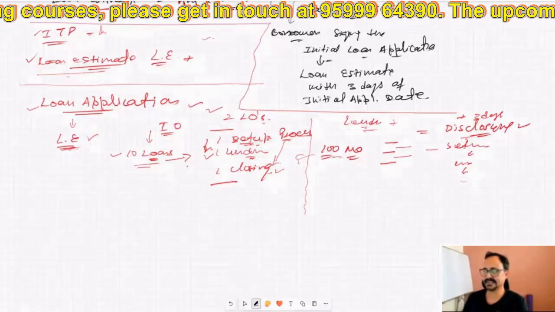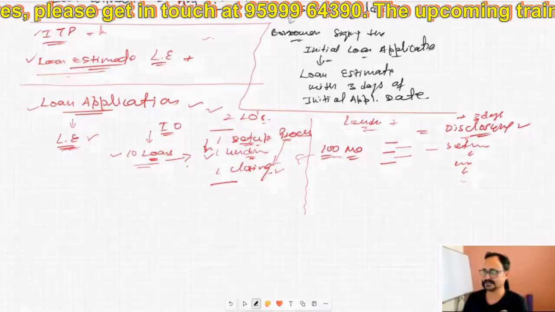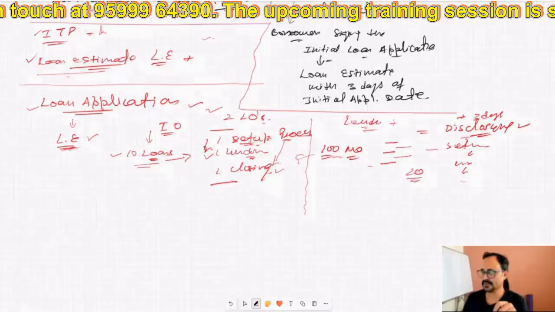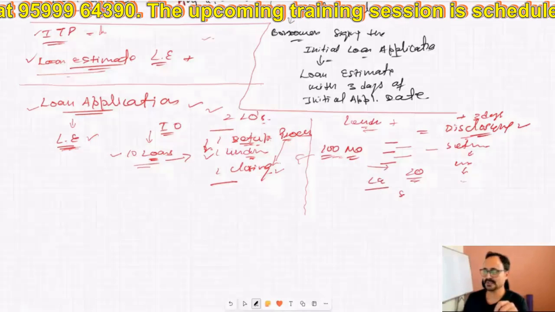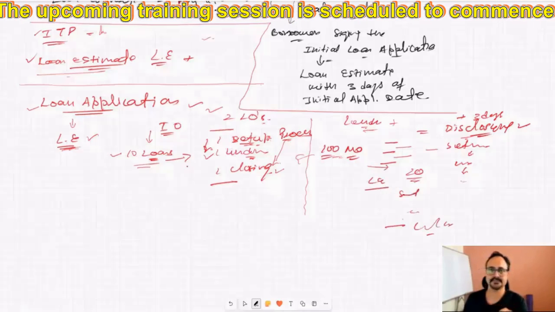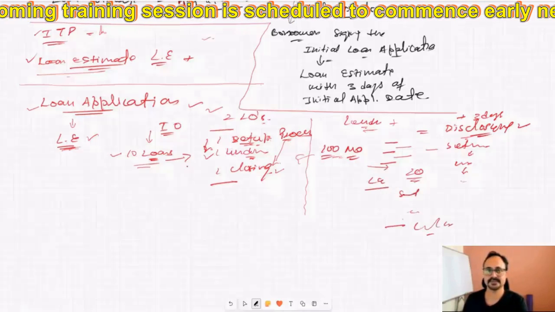There is a possibility that, with 100 files, they might say people are less, only 10 or 20 people in the team. So they might say, okay, you will do the LE, then you will do the setup. And then once the loan is approved, you will do the closing work as well, or shipping work as well.